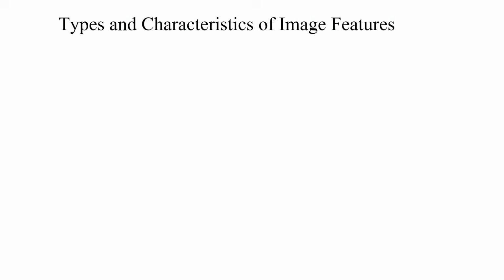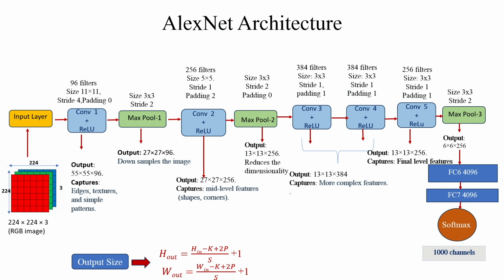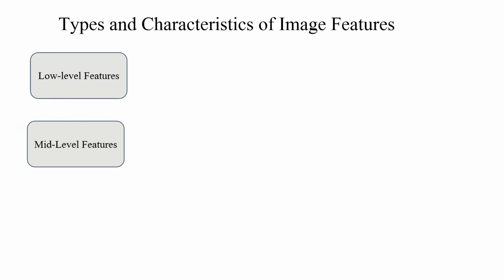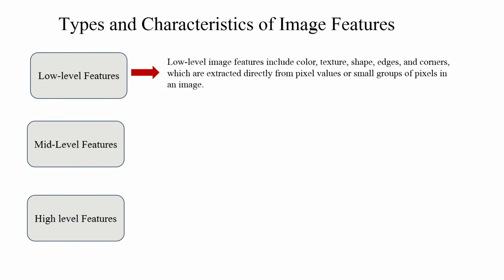Now, in my previous slide, I was talking about mid-level features and high-level features. So, we want to see what the types and characteristics of image features are. In an image there can be low-level features, mid-level features and high-level features. Now, what are these low-level features? Low-level image features include color, texture, shape, edges and corners, which are extracted directly from pixel values or small groups of pixels of an image.